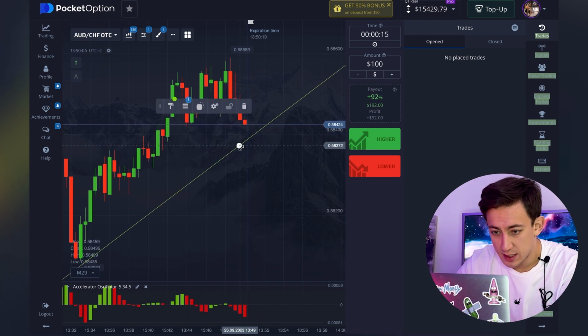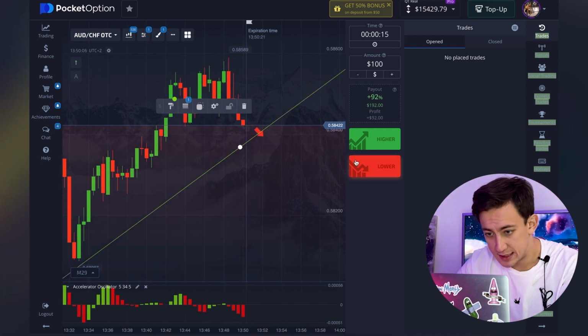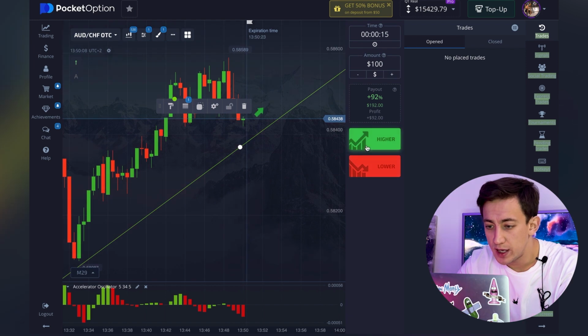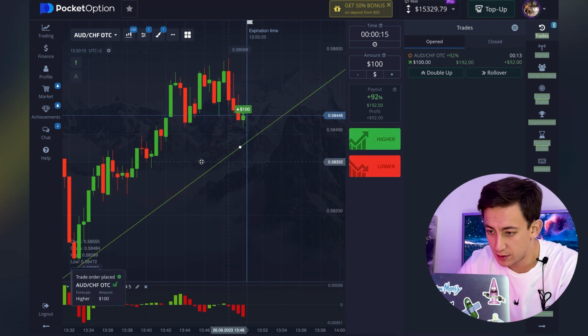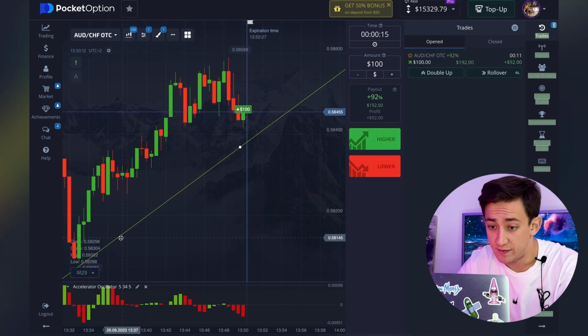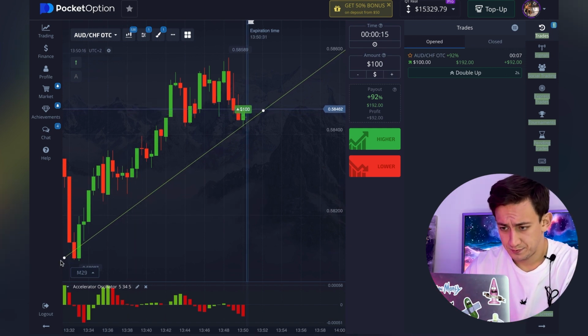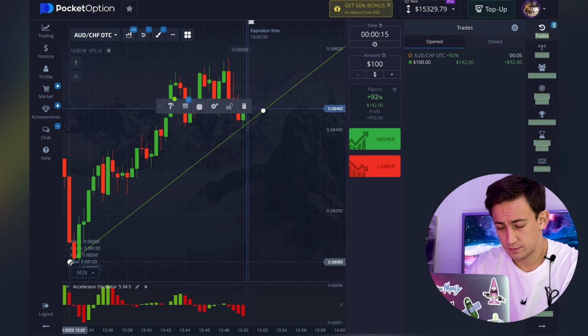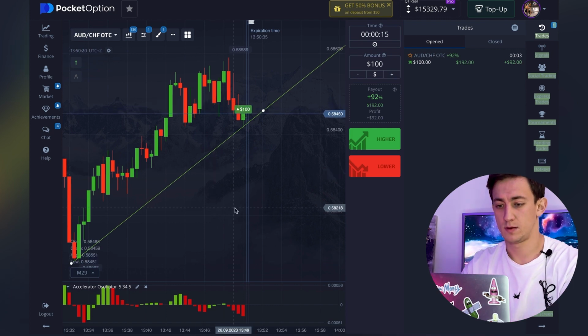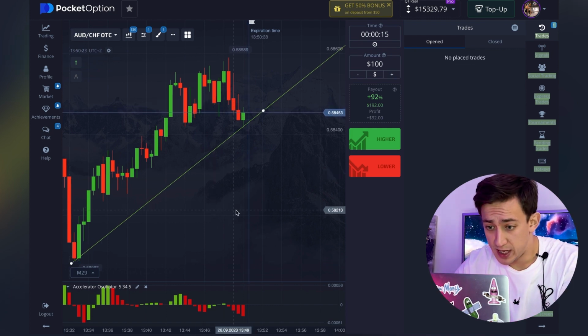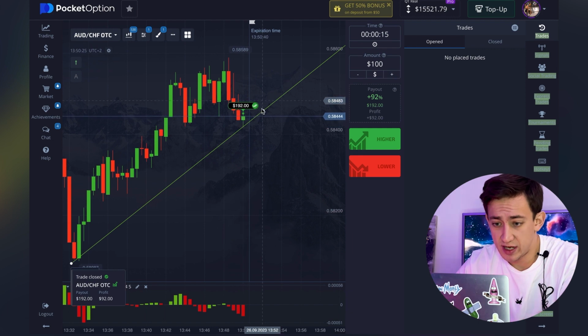positive manner. Nevertheless, we see a signal from the indicator, so we enter a $100 trade upward and wait for the profit. Profit is obtained. It feels great.